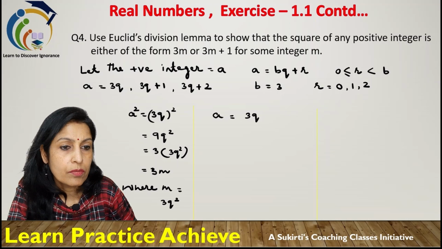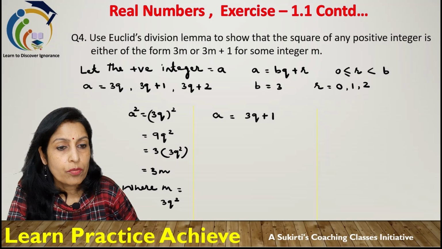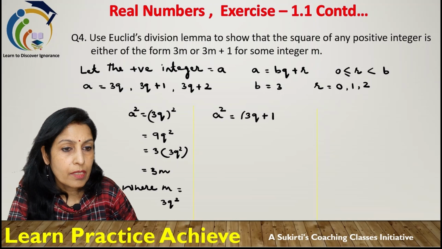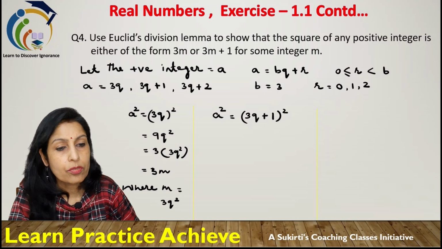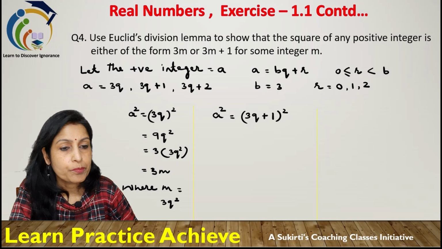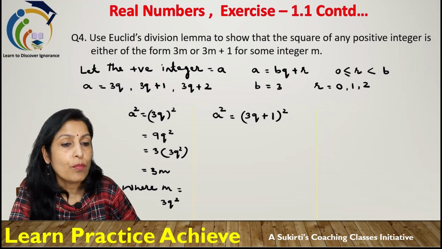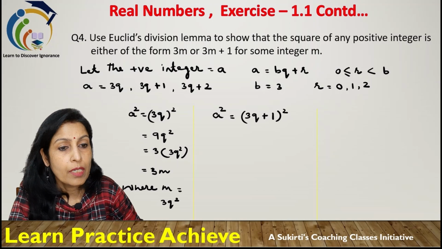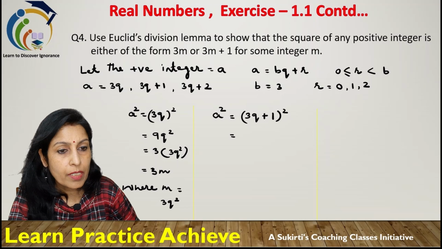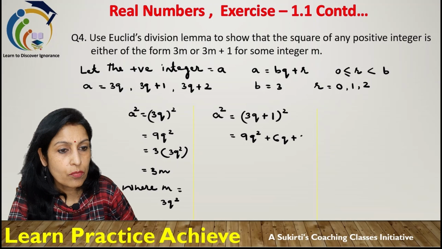Okay. Now if we take the second part, a is equal to 3q plus 1. When you square it, a square, then you have to square the other side also, 3q plus 1 whole square. And this can be written in the form of a plus b whole square. So when you open the bracket, you will get 9q square plus 6q plus 1.